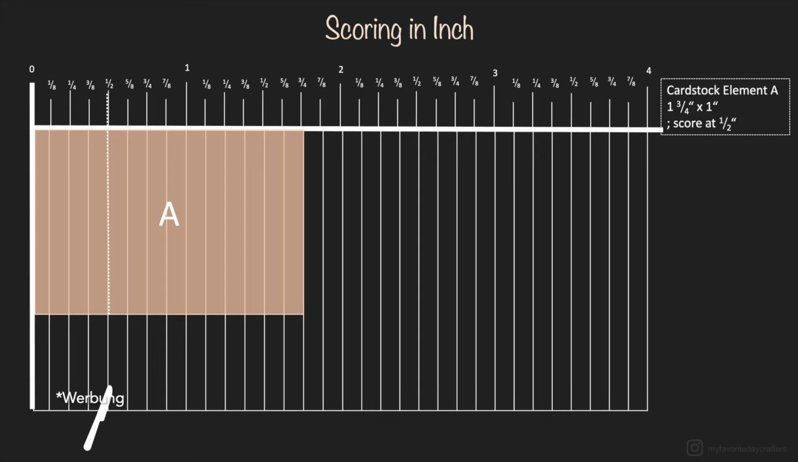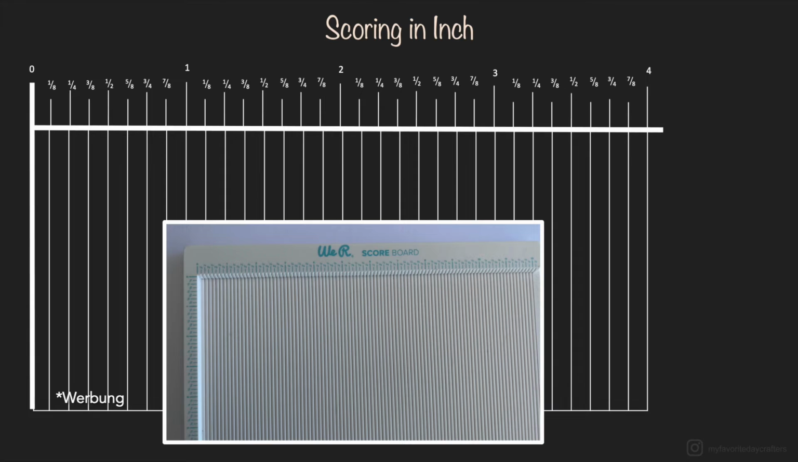And then the scoring board I'm using also comes with all those measurements labeled. So I'm using the We Are Makers scoreboard and I can highly recommend it because really with this scoreboard, nothing can go wrong. So even if you're just starting working with inches, this is totally easy to use because you have all the measurements labeled. And as I said, you can also score at each measurement.